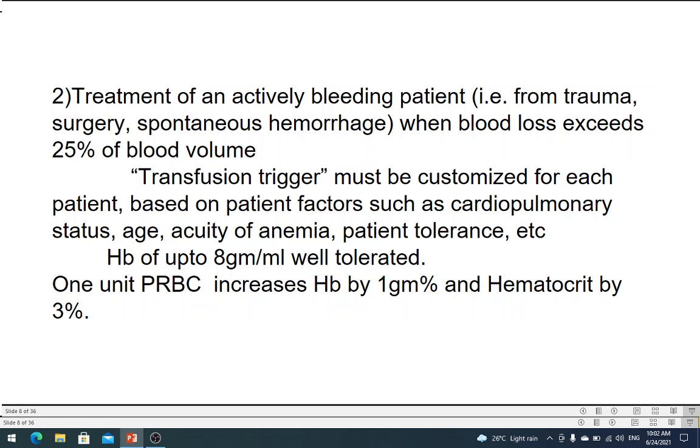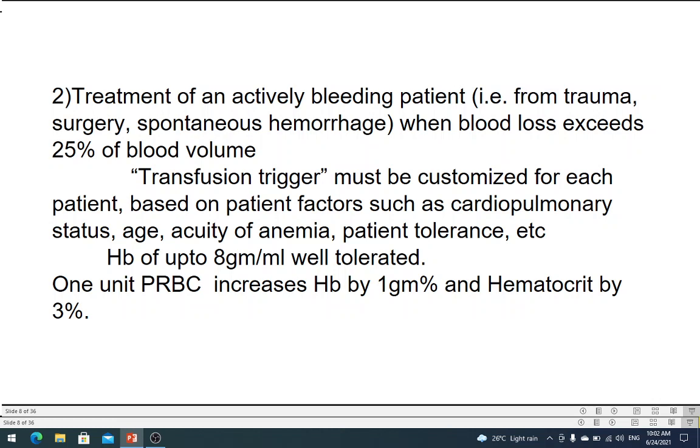Now we have something called a transfusion trigger. What do I mean by this? Transfusion trigger, as the term implies, is the cutoff at which you will give RBCs. That is the thing.